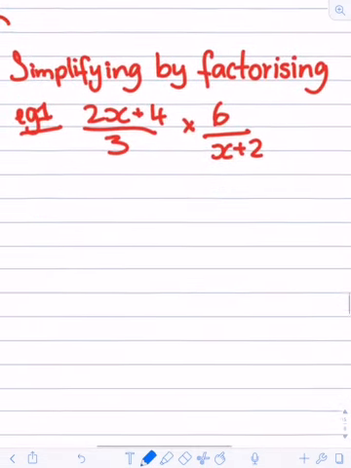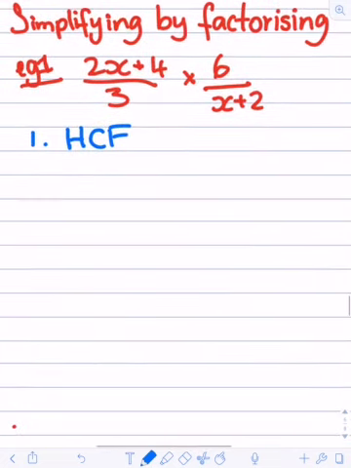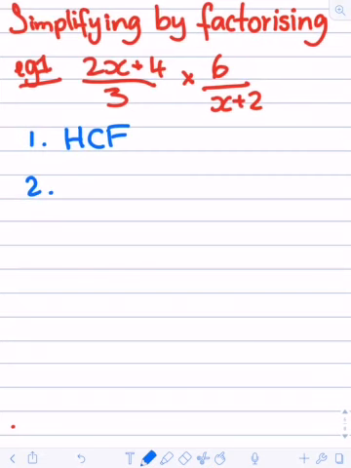Now, let's move on to how we can simplify algebraic fractions by factorising first. Before we go through this, I'm going to tell you all of the general methods of factorising that we use at this stage. The first method is HCF, or using common factors. The next factorising method is quadratics or trinomials.